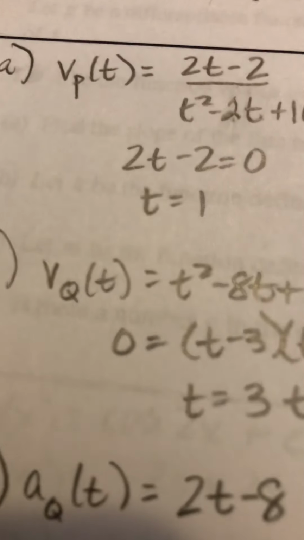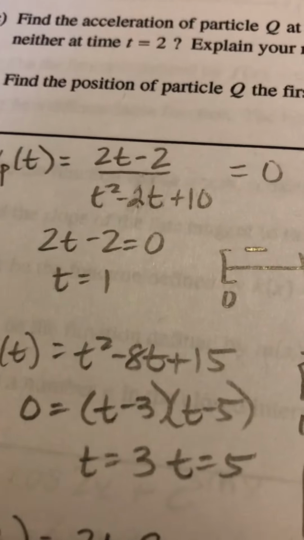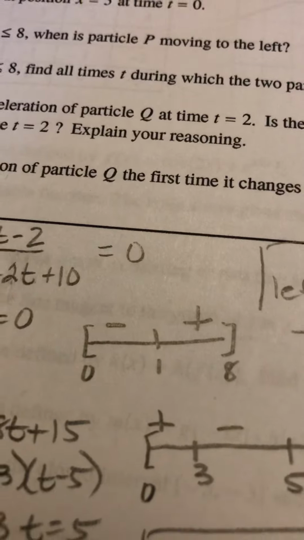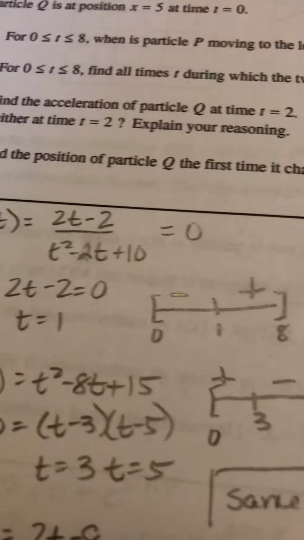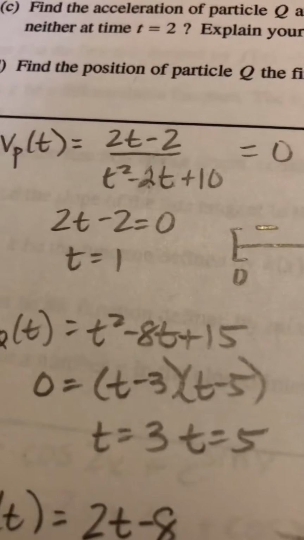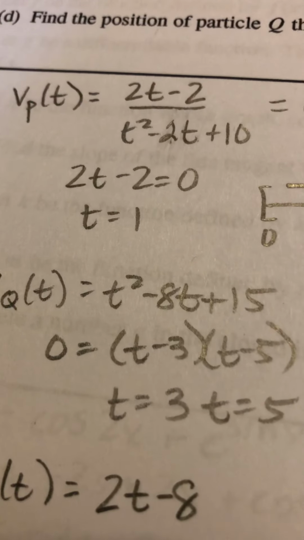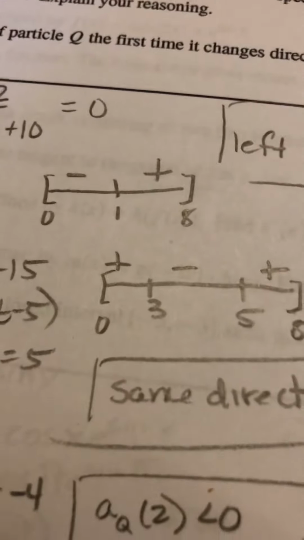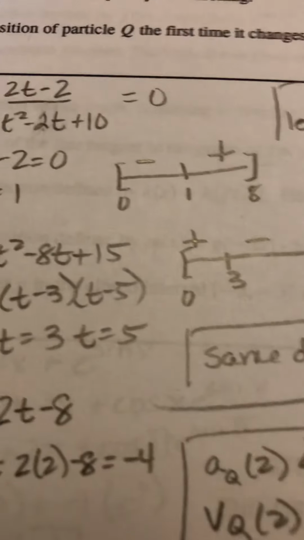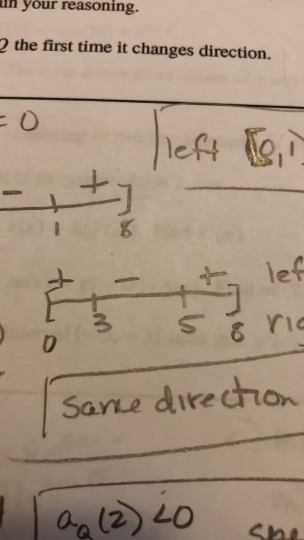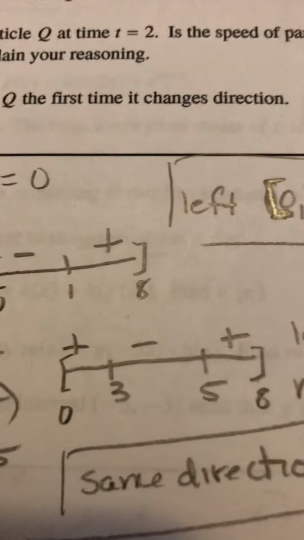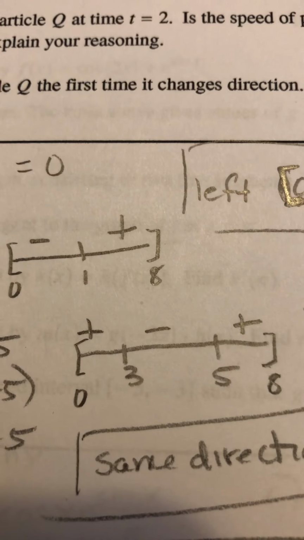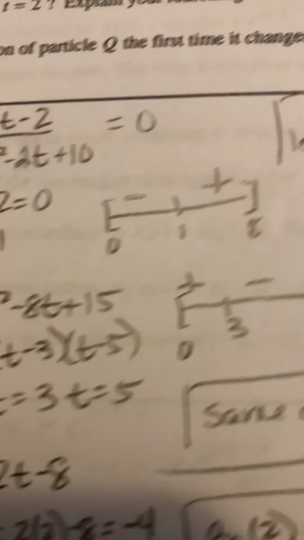Part B, we want to find when the two particles travel in the same direction. So we already have how particle P is traveling. Now we have to look at the velocity of Q. We set that equal to 0, get our critical points, and do our number line there. So 3 and 5 are the two times when particle Q is at rest. So we go from 0 to 3, from 3 to 5, and from 5 to 8.